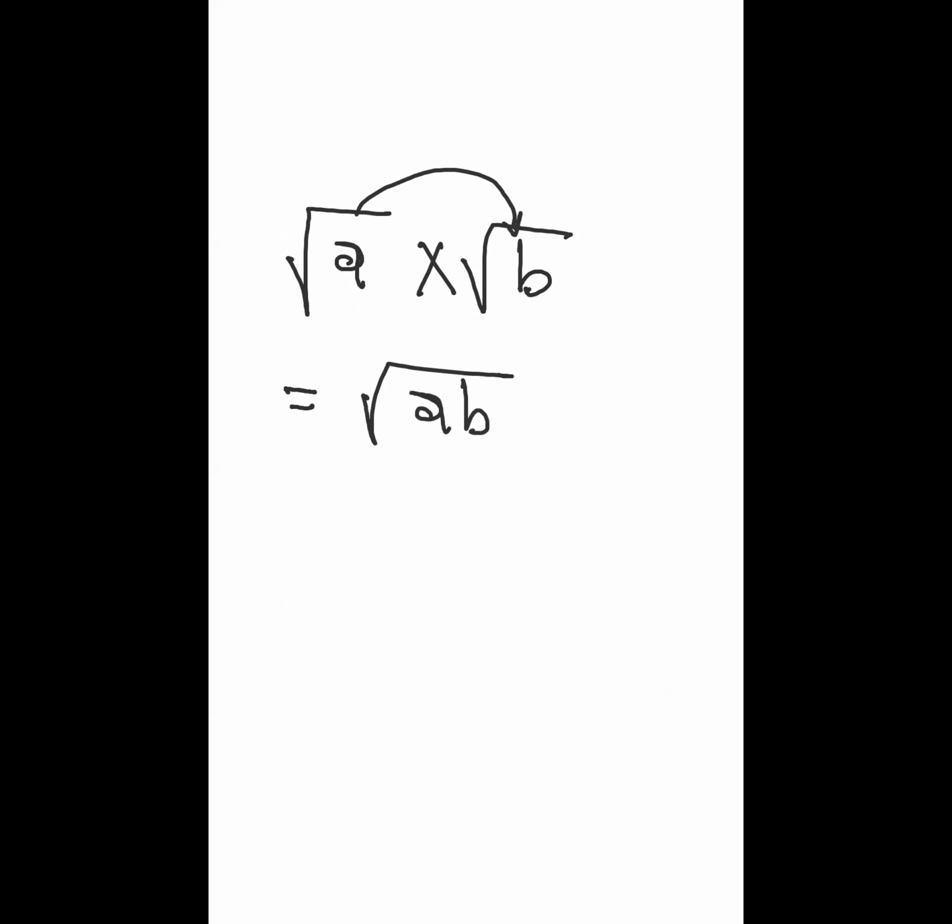So we said that if there are two numbers, the square root of a multiplied by the square root of another number, which is b, simply I'm going to multiply the two numbers. That's it. So it will equal the square root of ab. A very simple example: square root of 2 multiplied by square root of 8. It will equal, of course, 2 times 8, which is 16. So it will equal the square root of 16.